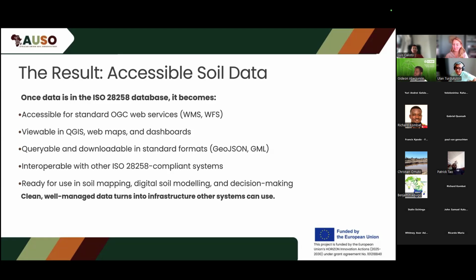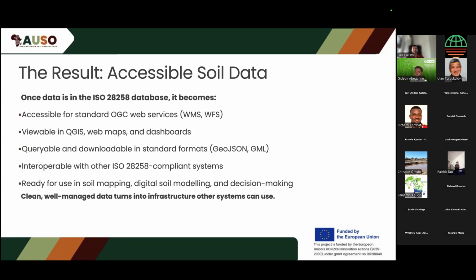More questions, comments, remarks? So, like I was saying, the result is not the ultimate goal. So after this, we have accessible soil data.